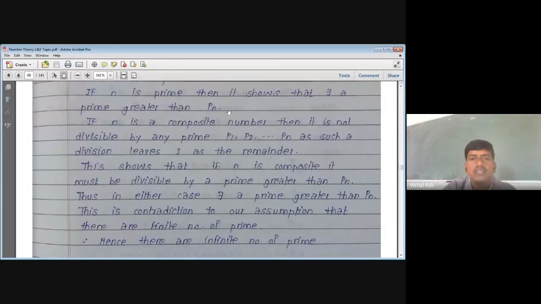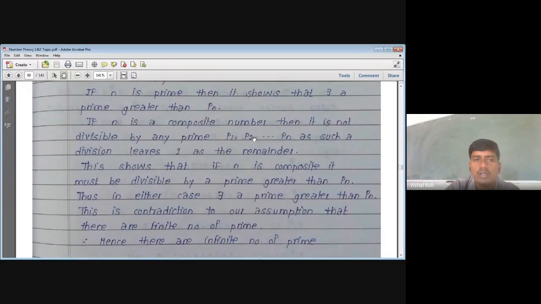As n is not divisible by these n primes, and as it is a composite number, it must have at least one divisor other than 1 and n, and which is a prime. That is, the smallest divisor of any integer is a prime. As n is composite, it is an integer, therefore its smallest divisor must be a prime number. But p1, p2 up to pn are not the divisors of n.